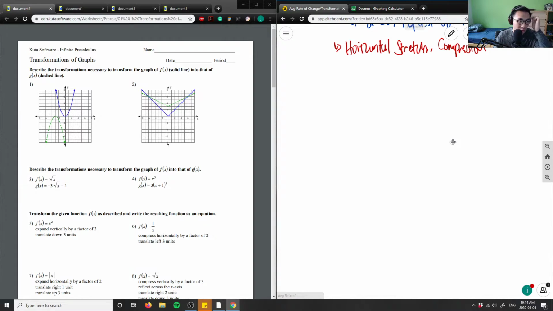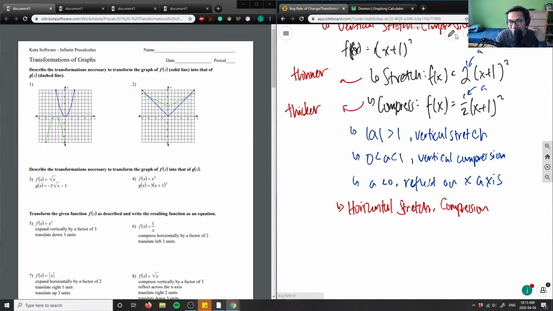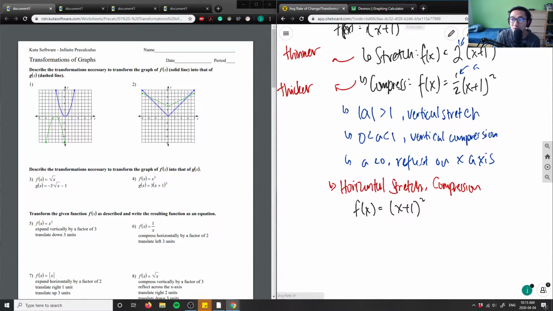I'm going to stretch and compress not in the y-axis, but in the x-axis. And what it does is it actually flips these rules. It's kind of mean to us algebraically, but it makes sense as to why it's doing that. So I have here again f of x equals x plus 1 squared. If I wanted to do a horizontal stretch, so let's do this, this is a horizontal stretch.